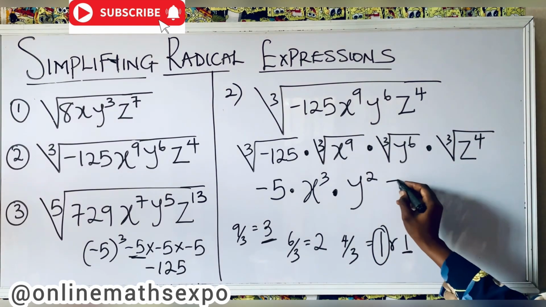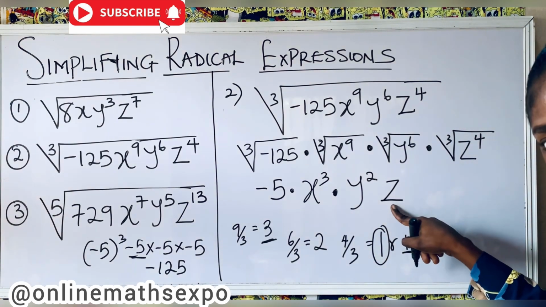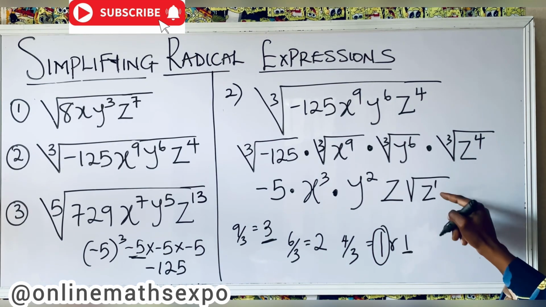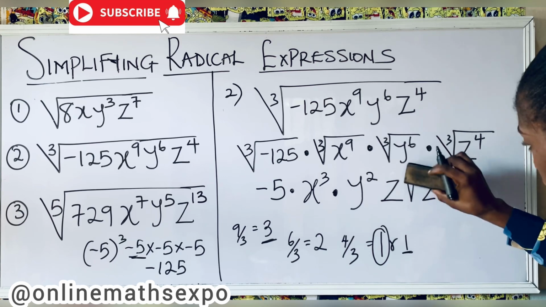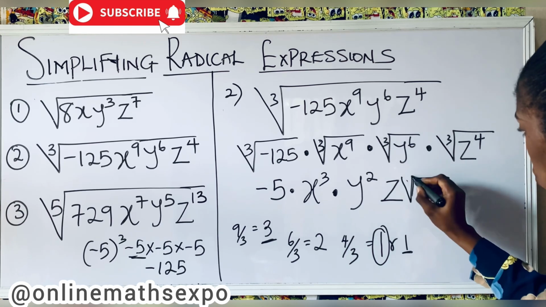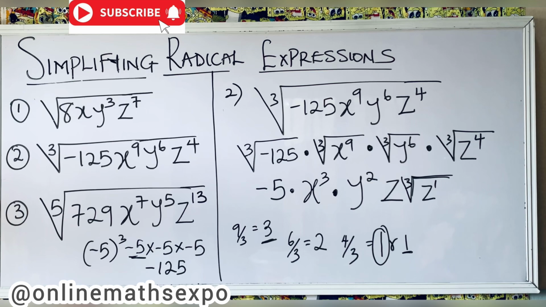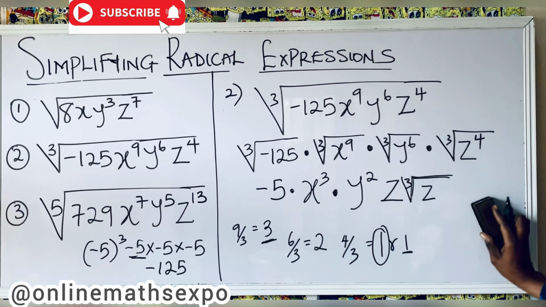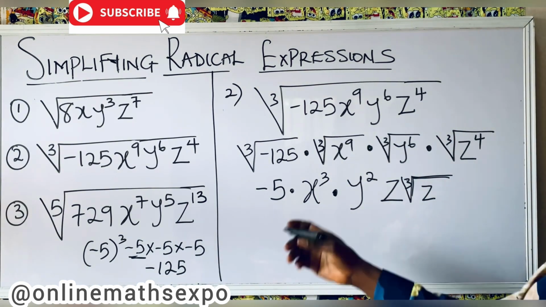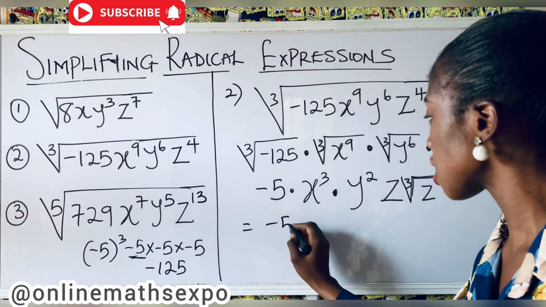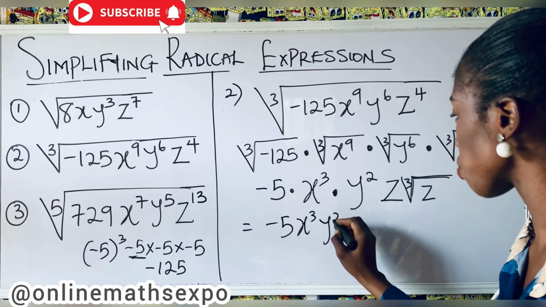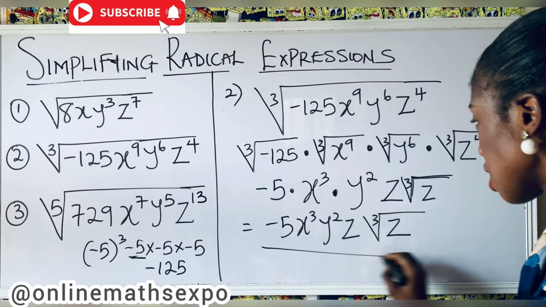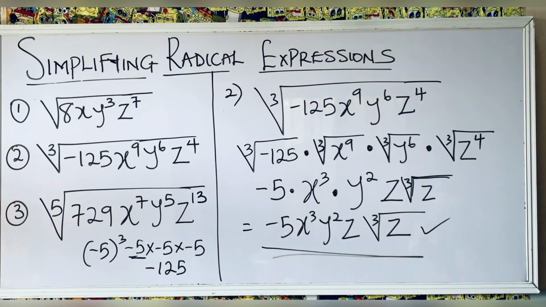So one z will come out. Then the remaining z to the power of 1 will be left. Remember, what you have is a cube root, so it's going to be the cube root of this. You can choose to remove this one; it's still the same. So in that case, you can now finally simplify to have negative 5x cubed y squared z, then cube root of z. And this is your answer.